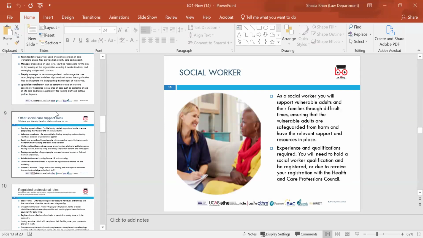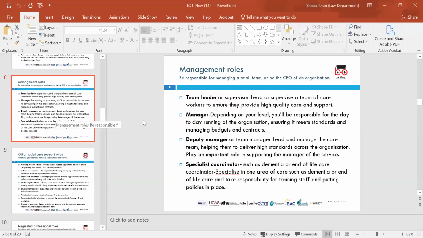Managers supervise. They are the ones that make sure the organization is well organized and being controlled by the other staff members.